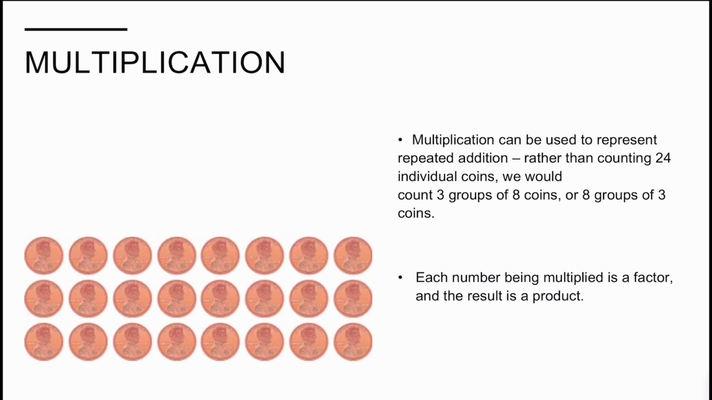So if I was going to do groups of 3, we could say 3, 6, 9, 12, and so on and so forth. Rather than counting 1, 2, 3, 4, we're able to do it a bit more efficiently. That's the purpose of multiplication. In terms of what each number is called, just like in addition we had the addends, in multiplication, each number being multiplied is a factor, and the result is called a product. So if we had the coins here, we would have 3 and 8 being the numbers multiplied together, so they're the factors, and 24 would be the result.